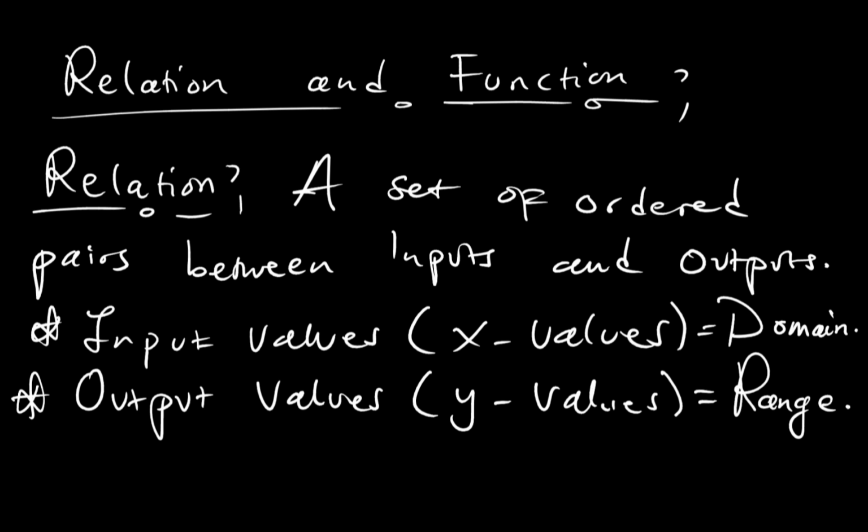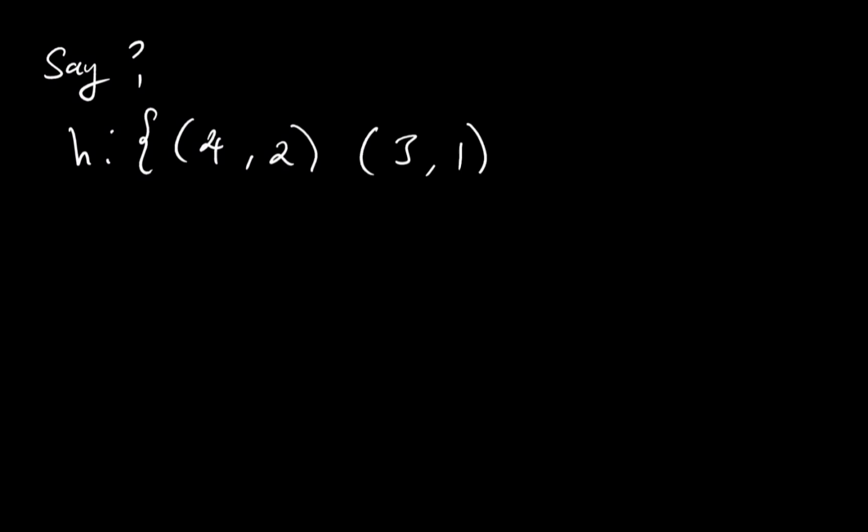Now, with this in mind, say we have a set of functions. Let me give you an example of a random function. Say h. Say h is a function that has the following: (4, 2), (3, 1), (7, 6).